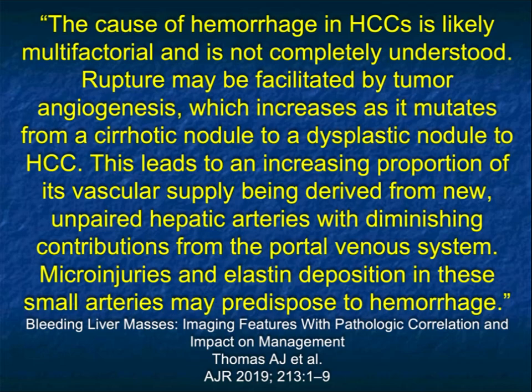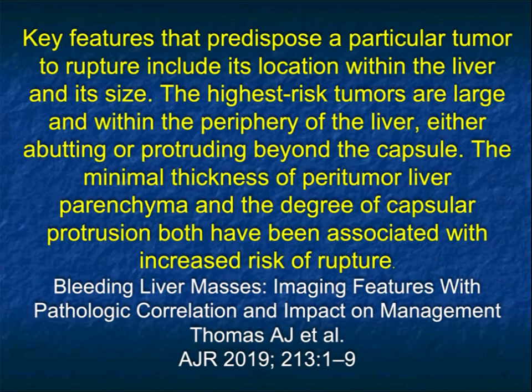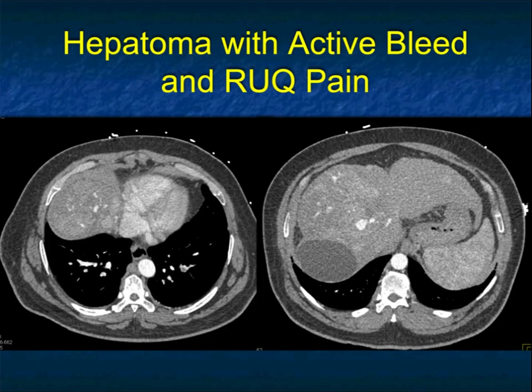Now, in terms of understanding bleeding, I think it's really hard to figure out. Tumor angiogenesis is one of the typical things that's thought about in hepatoma. Also, neovascularity becomes important. The highest risk tumors are large in the periphery of the liver, either abutting or protruding beyond the capsule. The minimal thickness of peritumoral liver parenchyma and the degree of capsular protrusion have been associated with an increased risk of rupture.